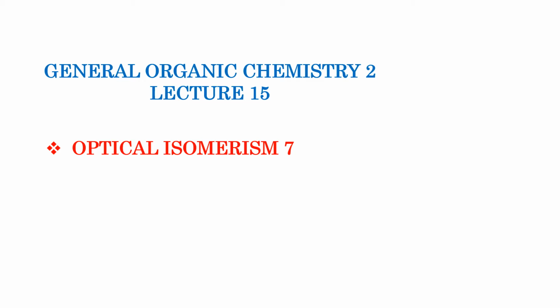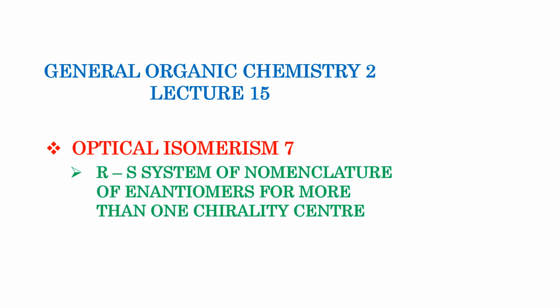In the last lecture, as I told you, we started with the RS system of nomenclature of organic compounds. In this system, if there is one chirality center, we learned in the last lecture how we are going to name those compounds. So moving further in the discussion, we are going to discuss the RS system of nomenclature of enantiomers for more than one chirality center.